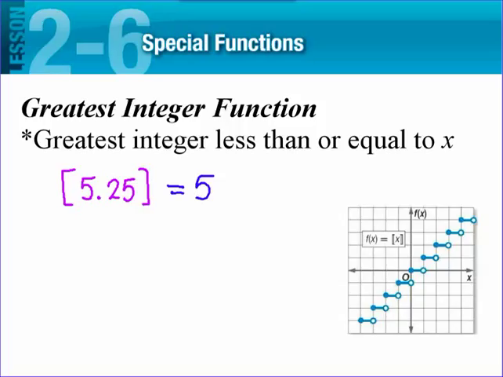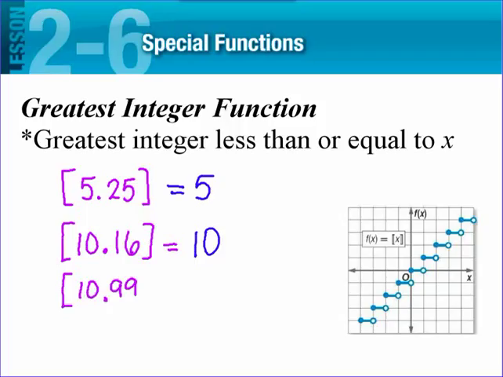Let's think about another one. 10.16. What is the greatest integer that is less than 10.16? 10. What about 10.99? What is the greatest integer less than 10.99? 10. And so notice there are two values here that give me an answer of 10.